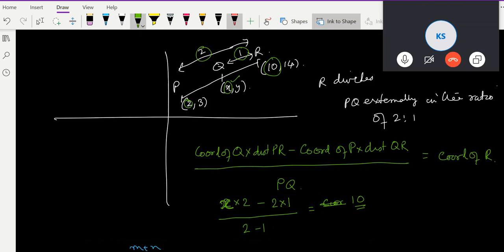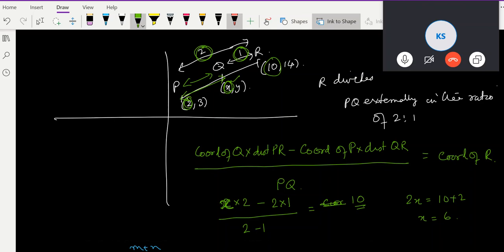The logic is just cross multiplication. So PQ is my original line. Just look at the original line. So x coordinate of Q multiplied by the distance of P and R, which is 2, minus x coordinate of P multiplied by the distance QR, divided by PQ. PQ is 2 minus 1. So then it becomes very simple. So 2x is equal to 10 plus 2, or x equal to 6.